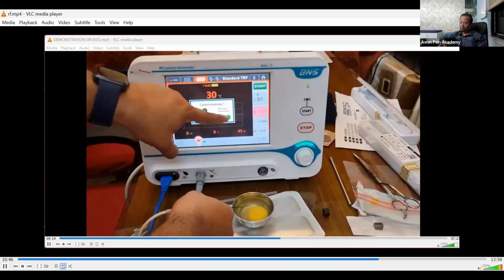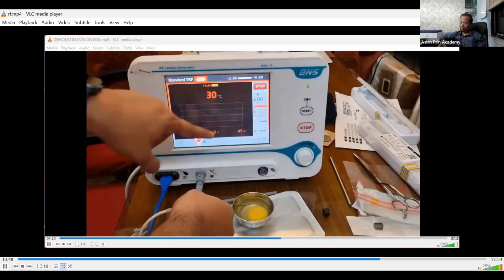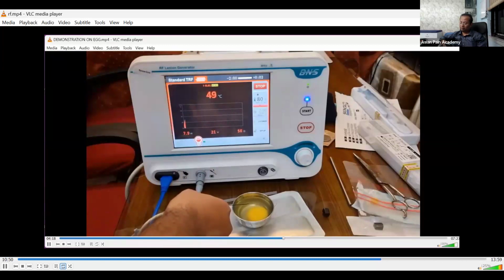So we are starting the ablation, and you carefully note the.